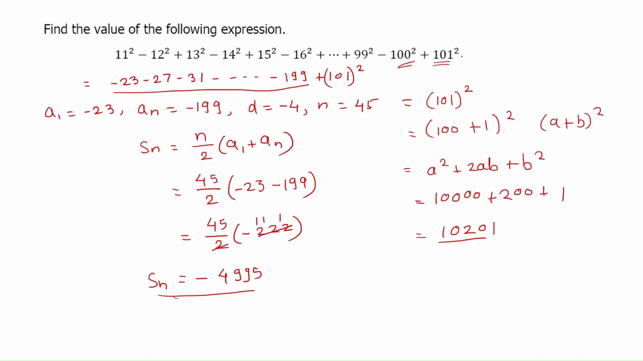Now we have the sum of the arithmetic progression, and now we have the square of 101. So the final answer will be minus 4995 plus 10201. Now this is simple calculation. Let's see. The final answer is 5206. So the value of the expression is 5206.